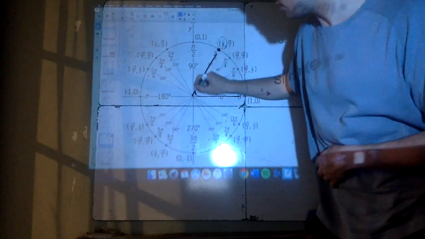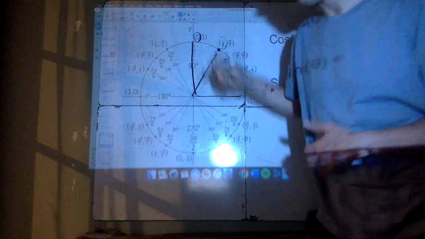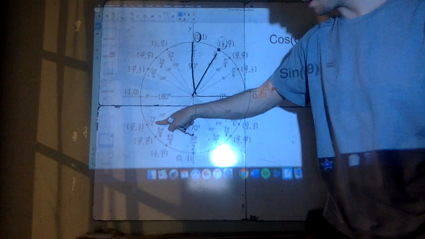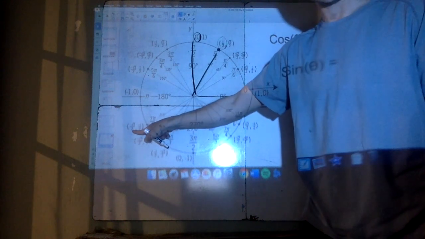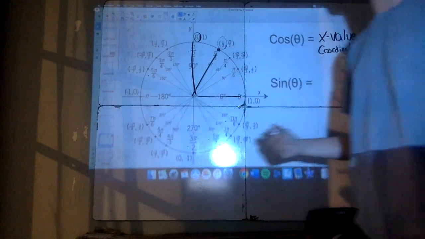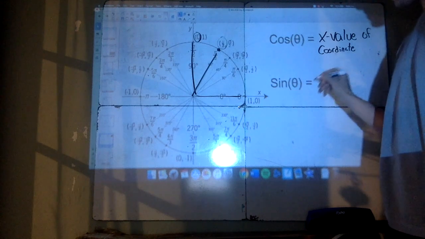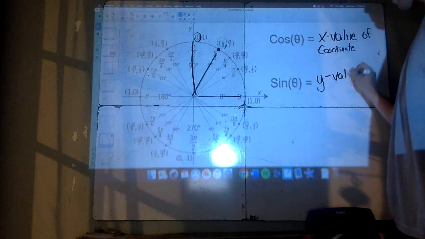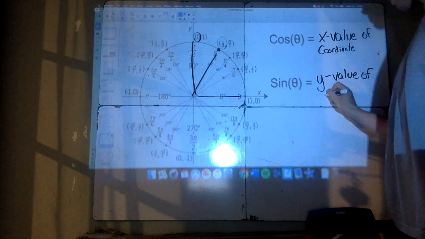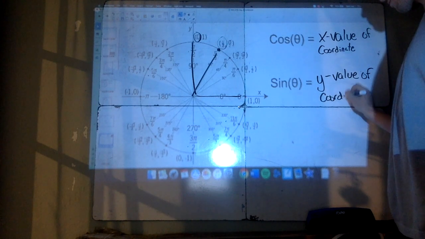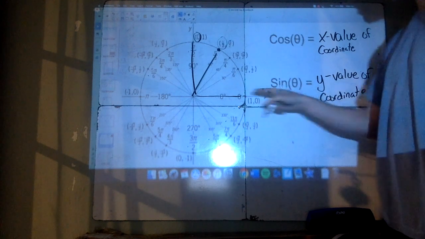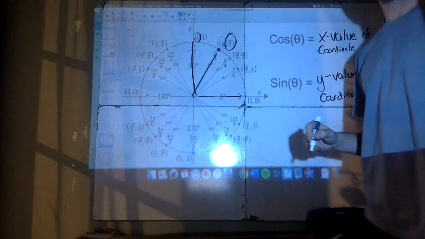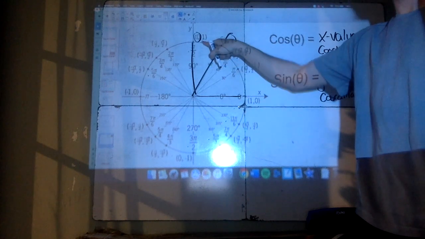The cosine of 90 degrees is 0. The cosine of 0 degrees is 1. The cosine of 7 pi over 6 is negative square root of 3 over 2. It's the x value there. The sine is the y value of the coordinate. So the sine of pi over 3 would be the square root of 3 over 2. The sine of 90 would be 1.